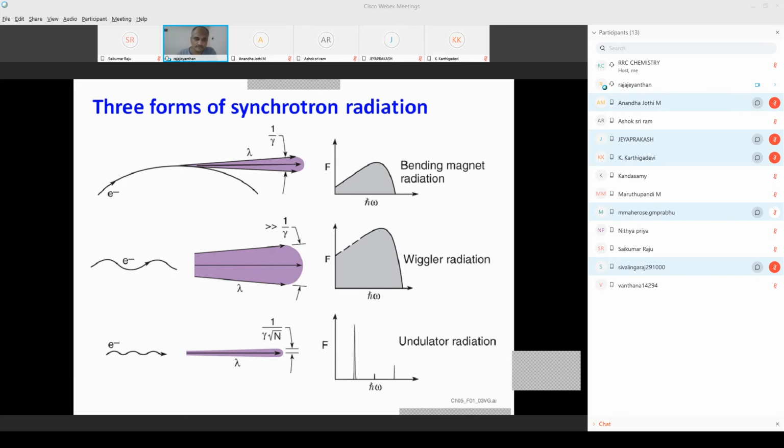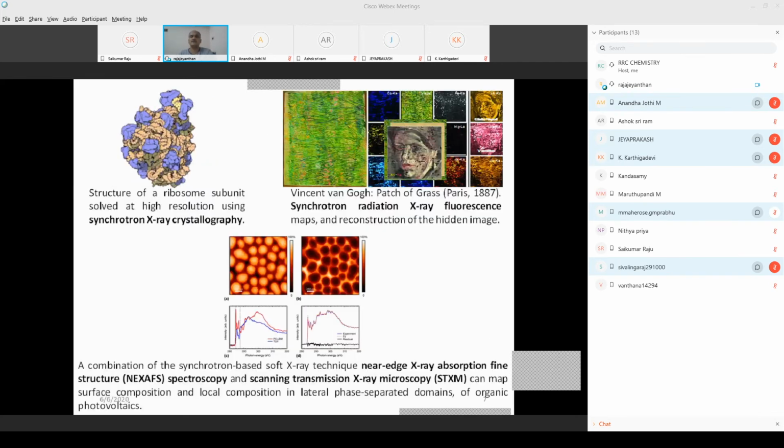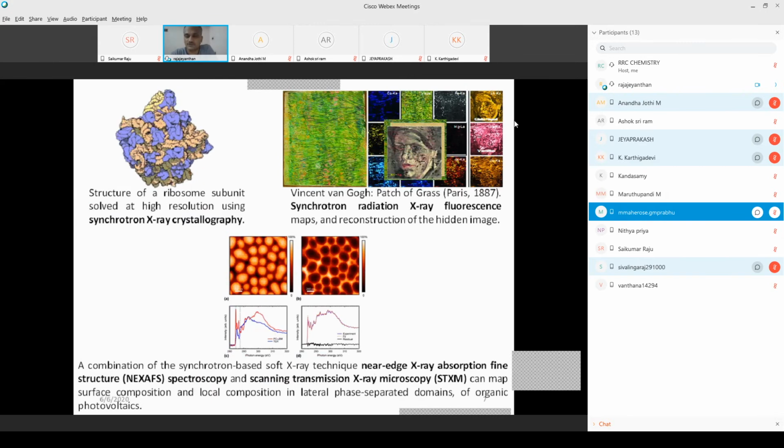Okay. Next, what are the puzzles solved so far using this synchrotron radiation? For example, if you take one of the synchrotron techniques, that is called synchrotron X-ray crystallography, this technique was used to solve the structure of the ribosomes by Dr. Venkatraman, who was awarded the Nobel Prize in the year 2014 for cracking the structure of the ribosomes.